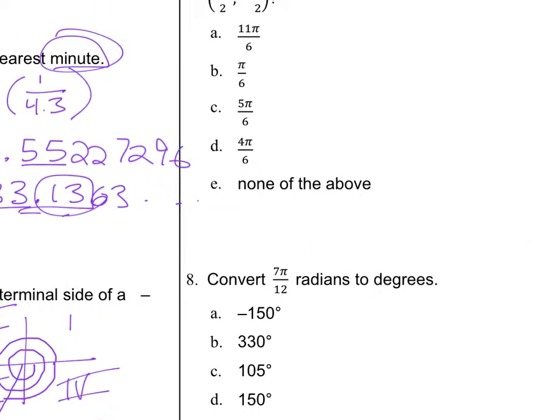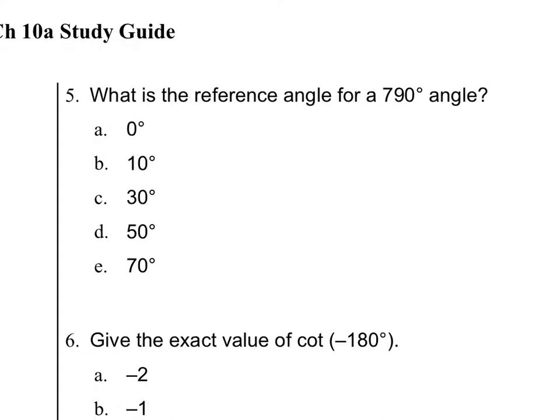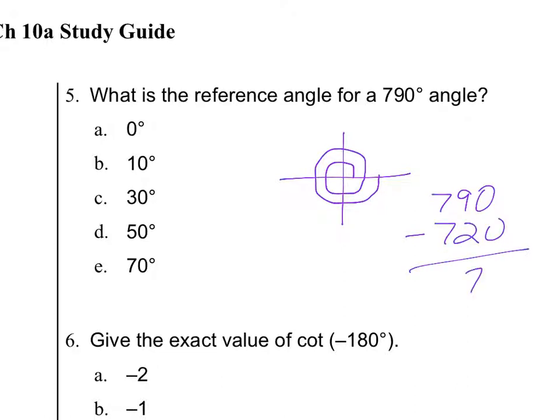Now we're going to move over here and look at number 5. Reference angle for 790. Again, positive: 360, 720, and 790 minus 720 is 70. So my answer is 70, because I'm going up to here, that's 70. So my reference angle is that angle. It's always the angle made with the x-axis. So it's 70 degrees.